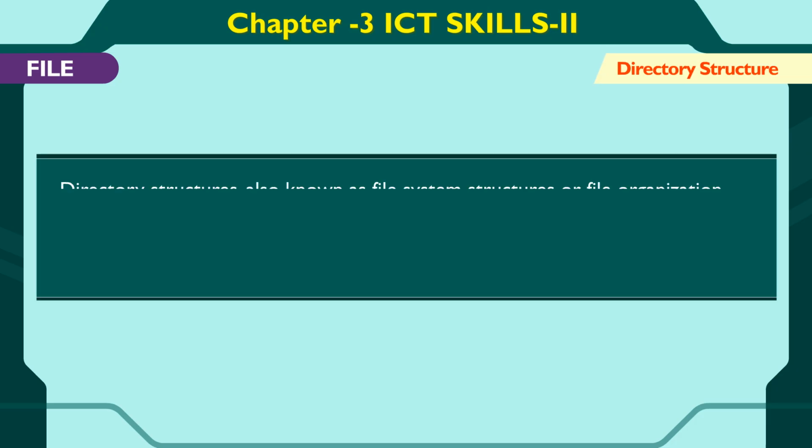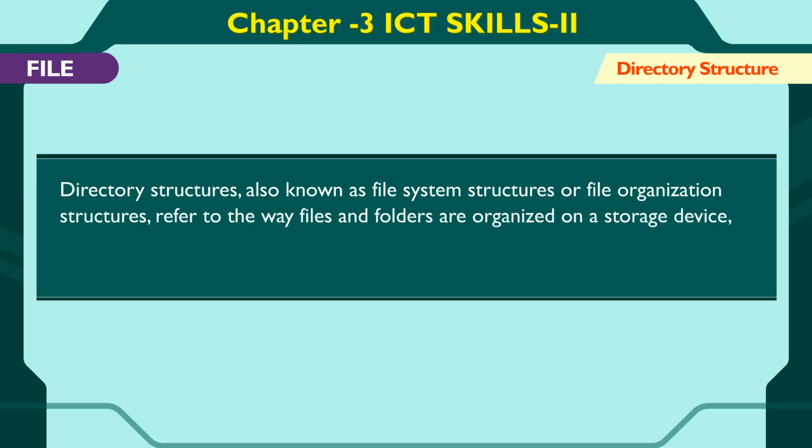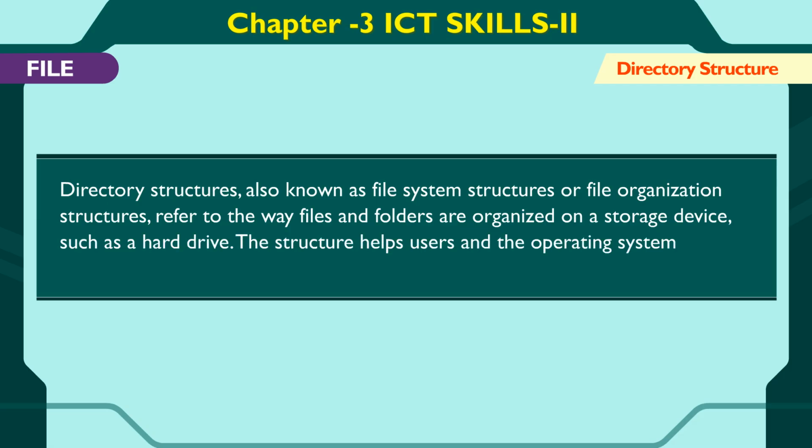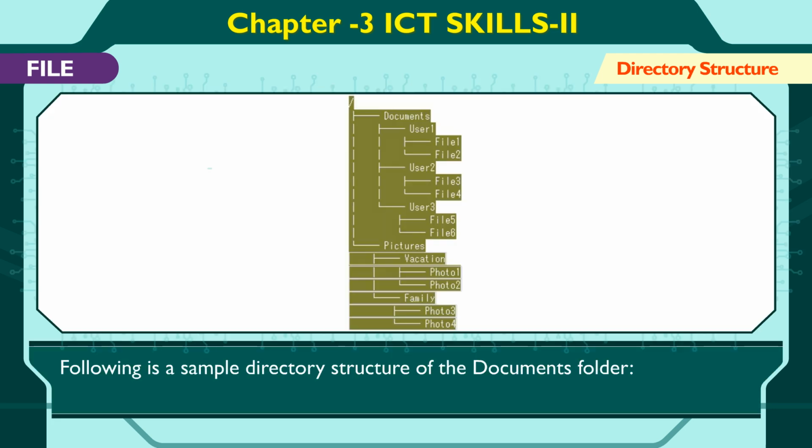Directory structure. Directory structures, also known as file system structures or file organization structures, refer to the way files and folders are organized on a storage device such as a hard drive. The structure helps users and the operating system efficiently navigate and manage files. Following is a sample directory structure of the Documents folder.